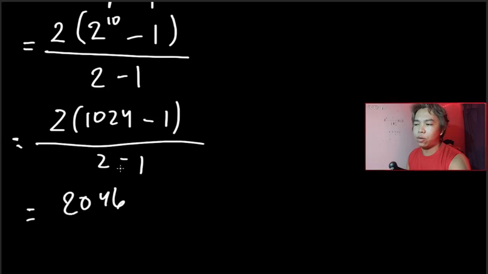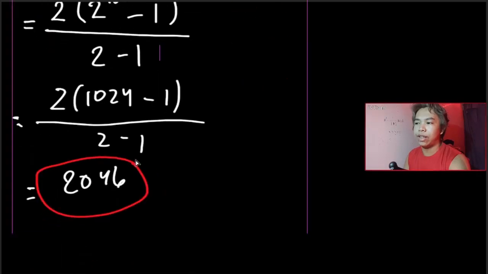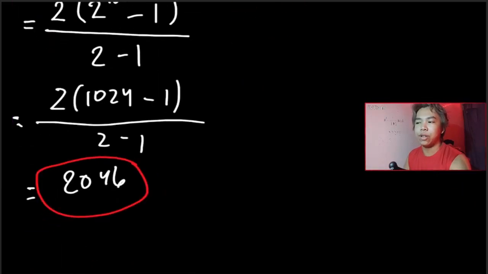2 minus 1, 1. Okay? Eh, kapag 1 naman ang denominator, di na natin sinusulat. So, ang sagot doon, 2046. So, ibig sabihin, ang sum ng first 10 numbers ng series na 2, 4, 8, etc. ay 2046. So, ganun lang kadali. Next.